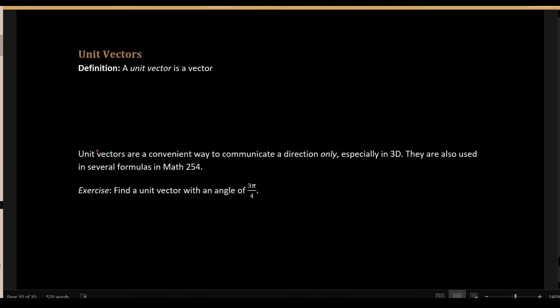Which brings us to a concept called a unit vector. A unit vector is a vector whose length is 1 unit. The upshot of unit vectors is that they give you a convenient way of describing a direction to someone.